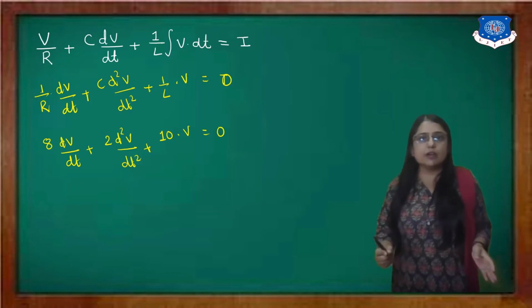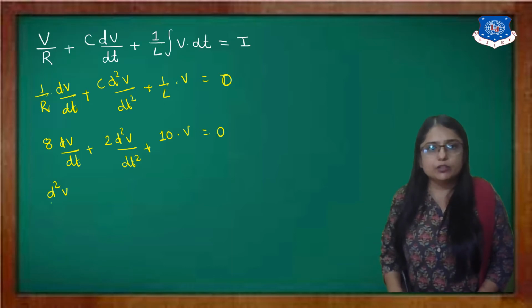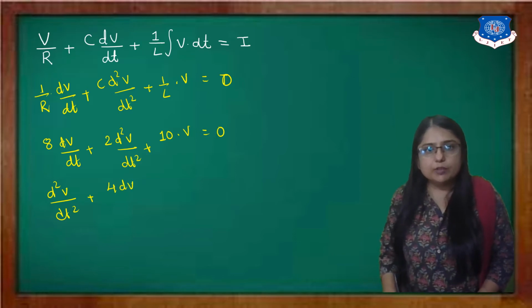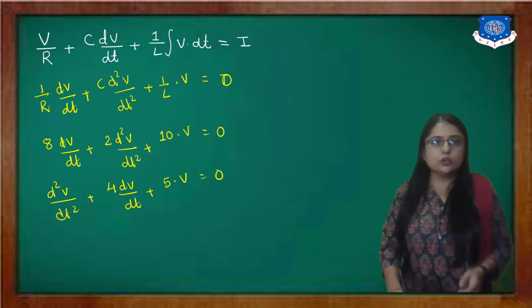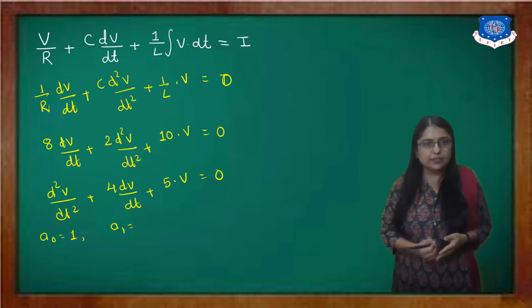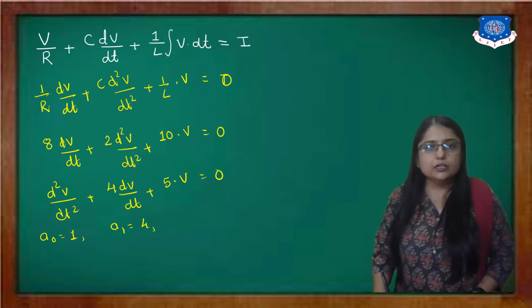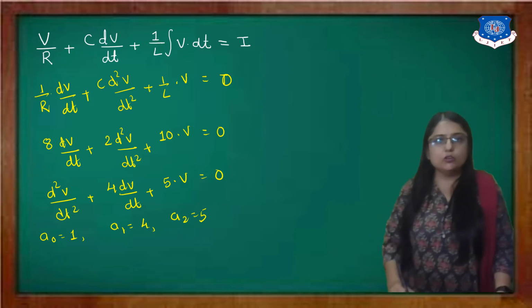Now you just divide this equation by 2. So what you get? First I am writing the double derivative term. d square V by dt square plus 4 dV by dt plus 5 into V, that equals 0. Now we will write the coefficients here. The coefficient A0 will become 1. A1, that is the coefficient of the single derivative, equals 4. And here A2, that equals what? It's 5.